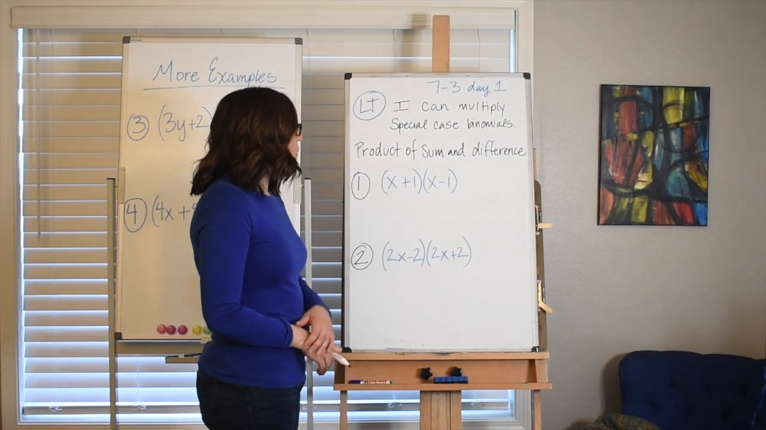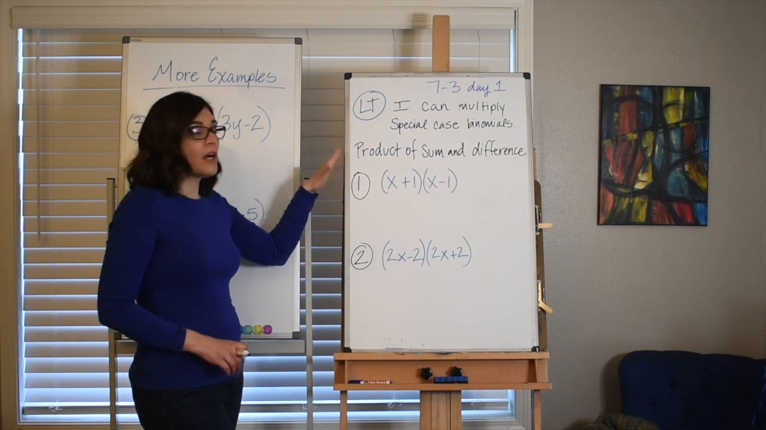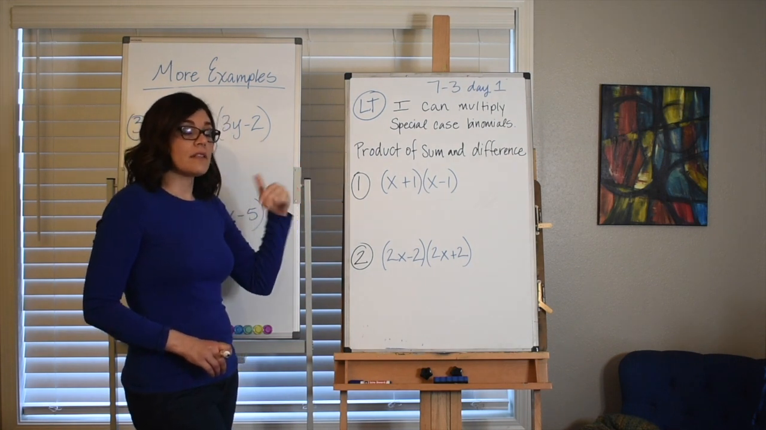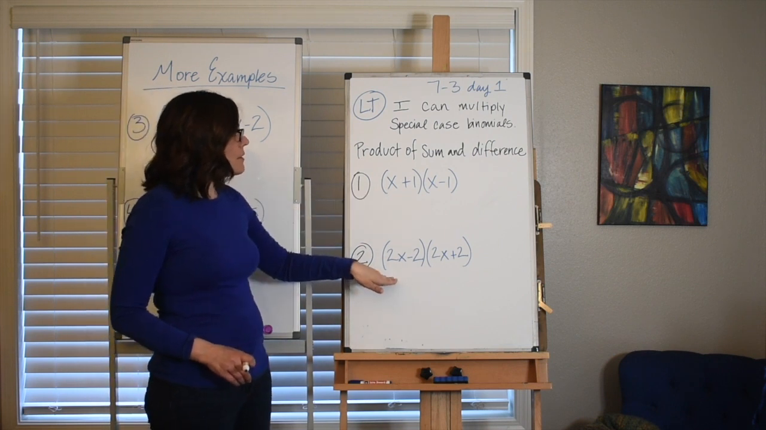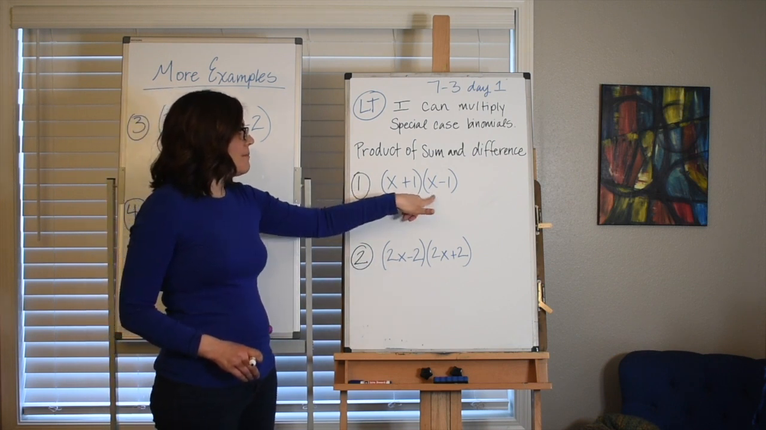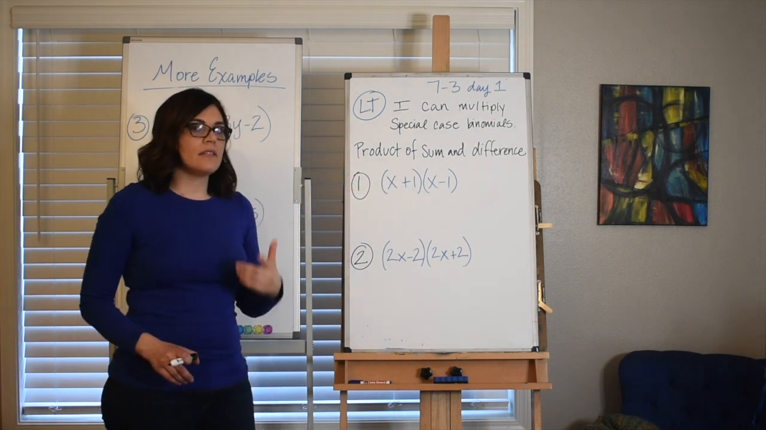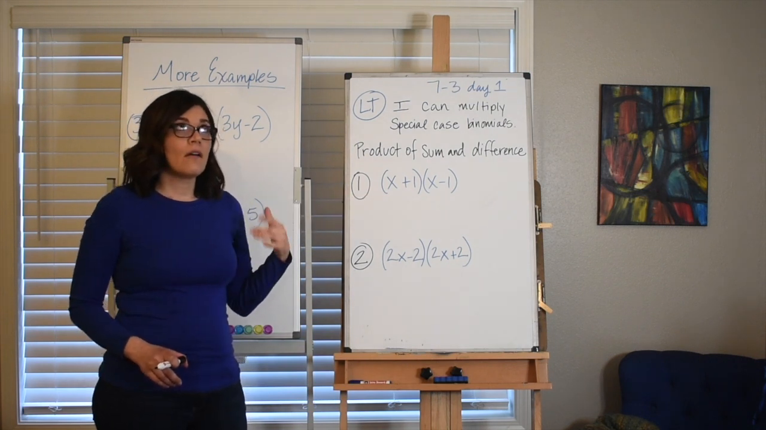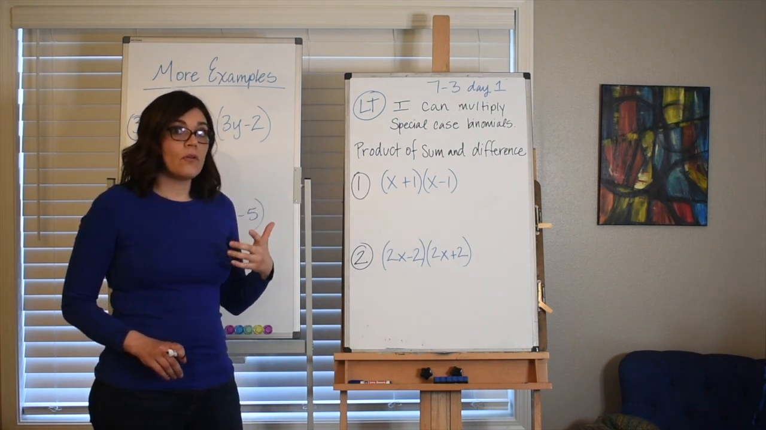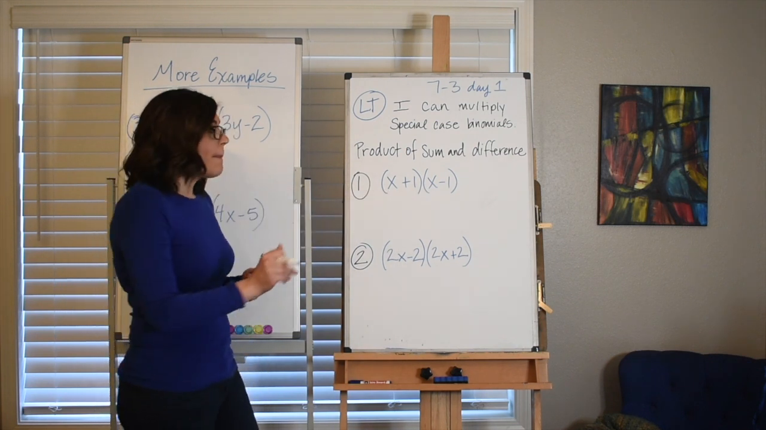All right, people, here we are with the second type of special case binomial. It's called the product of a sum and a difference. The reason it's called that is when you look at these problems, the first terms are the same, the last term is the same, but the sign in the middle is different. This type of special case binomial produces a very recognizable end result. So let's go ahead and multiply this out and see what we get.